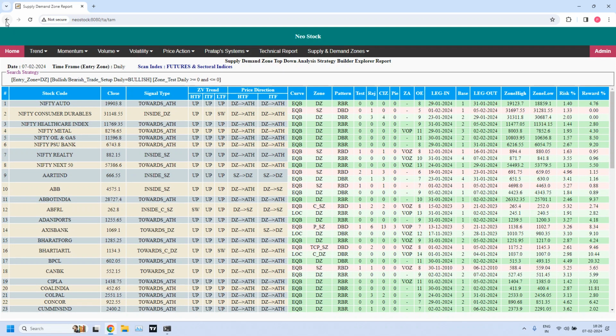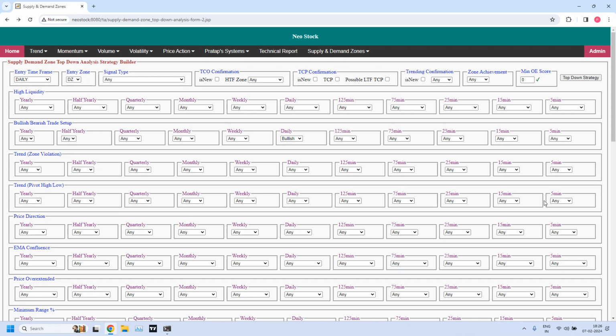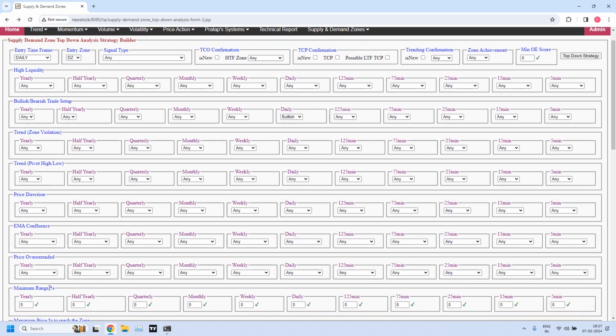So that is the reason why we will go back, and here we have a parameter called minimum range. This is a D to D range, that is, a distal line to distal line between demand and supply zones, or maybe distal line to ATH also if there is no supply zone. That is the way this filter will be working. And basically it is nothing but reward.